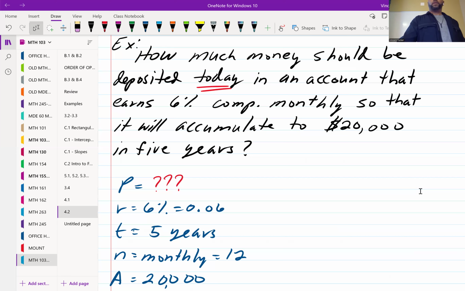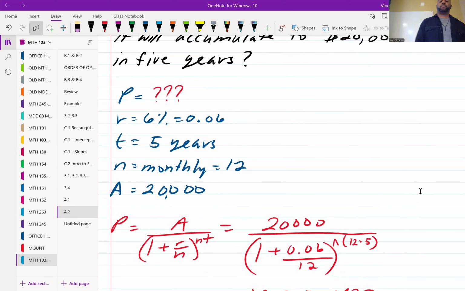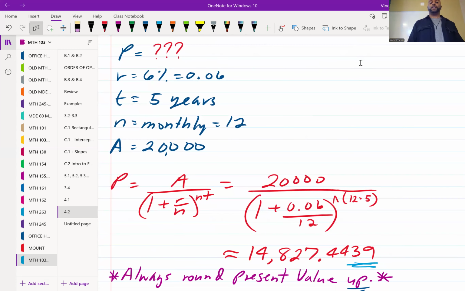All right, plug it in. So that's A over one plus R over N raised to the N times T power: 20,000 over one plus 0.06 over 12 raised to the 12 times five. That gives you 14,827.4439.